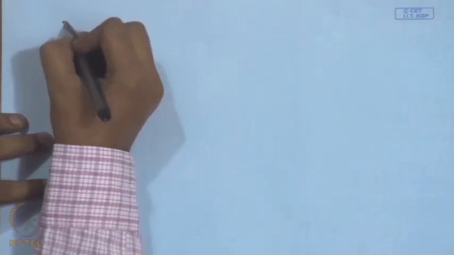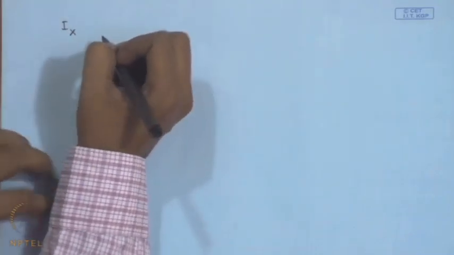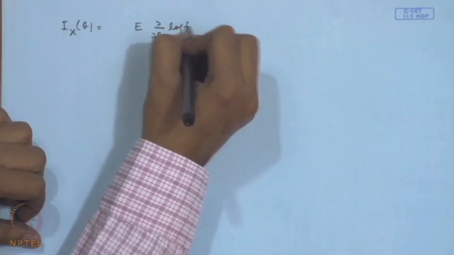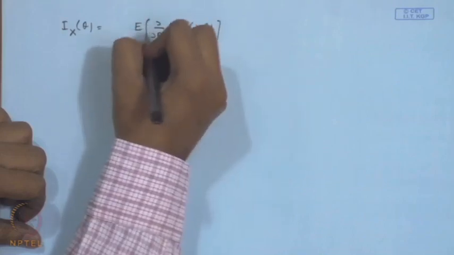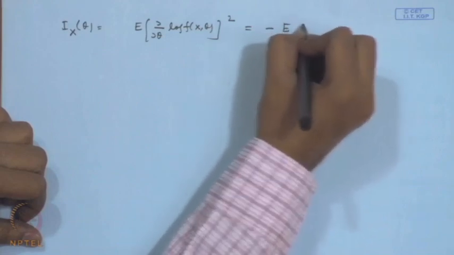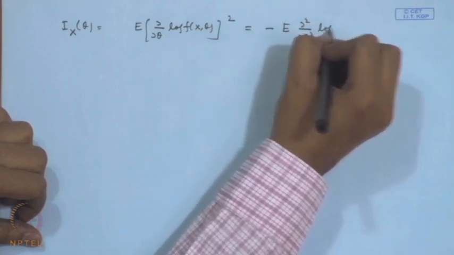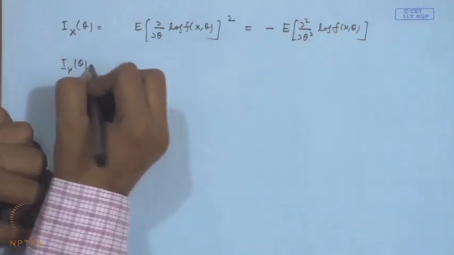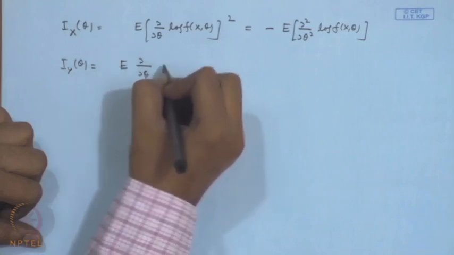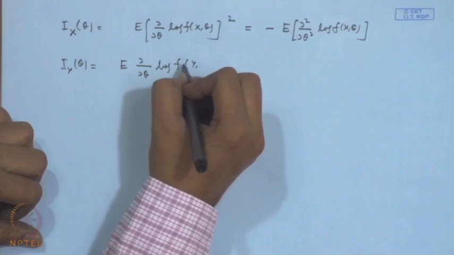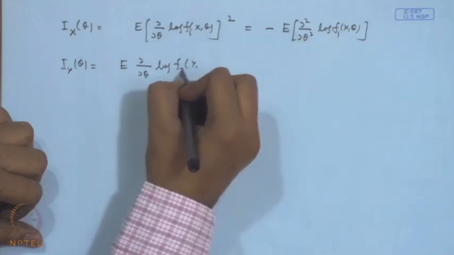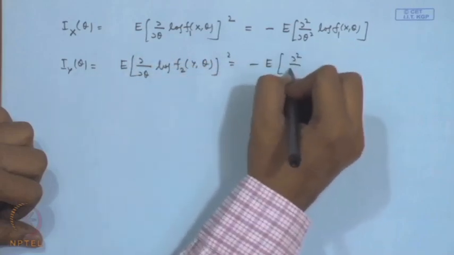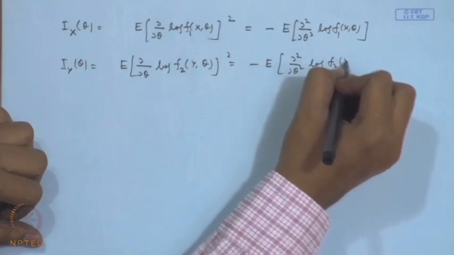Then let us consider the information in x, that is equal to the expectation of (del by del theta log f(x, theta)) whole square, which is also the same as minus the expectation of del 2 by del theta 2 log f(x, theta). We have seen this relationship. Similarly, the information in y is the expectation of (del by del theta log f2(y, theta)) whole square, which we can also write as minus the expectation of del 2 by del theta 2 log f2(y, theta).